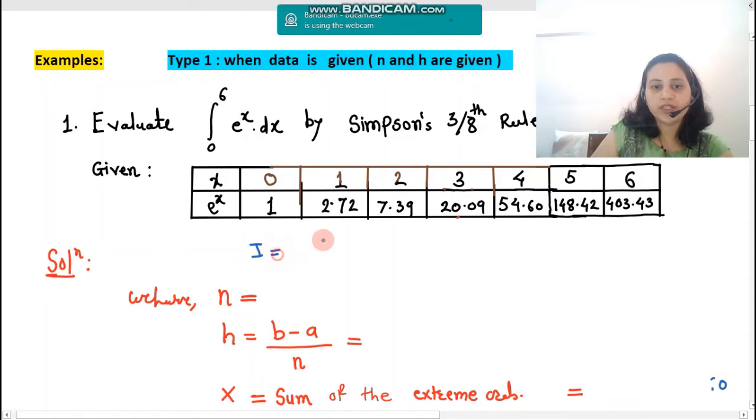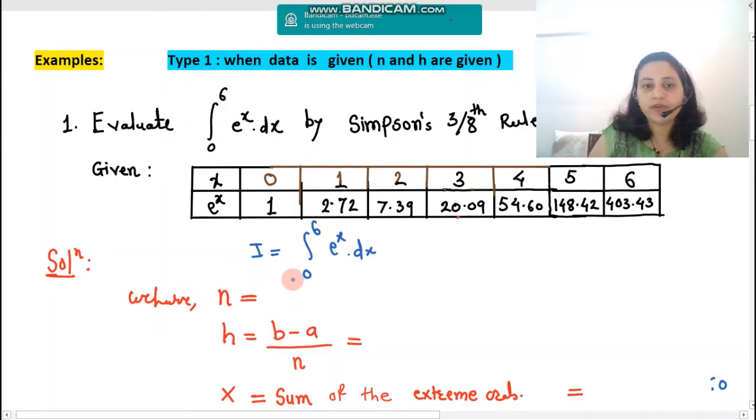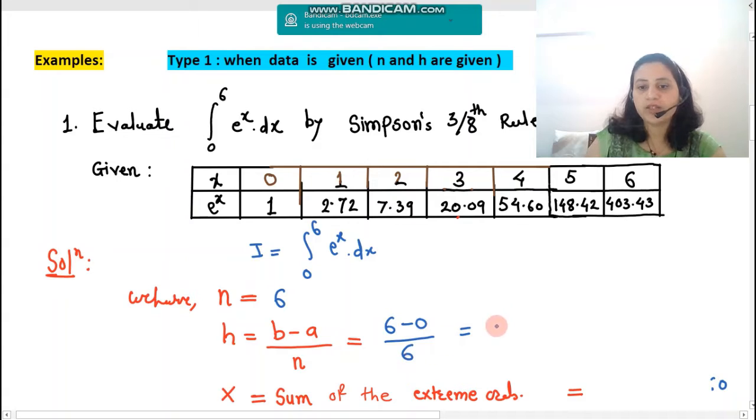The given integration is the integration from 0 to 6 of e raised to x dx. Now n is the number of intervals. The number of intervals is 6: 0 to 1, 1 to 2, 2 to 3, 3 to 4, 4 to 5, 5 to 6. Now h is equal to (b minus a) by n: b, the upper limit, is 6, minus the lower limit 0, upon 6, the value of n. So that is equal to 1. So here you can see that n is equal to 6 and h is equal to 1.